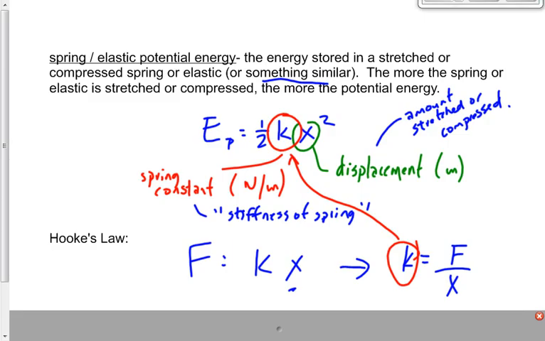So the only thing you really need to make sure you understand, beyond what you already understood, is these two equations.